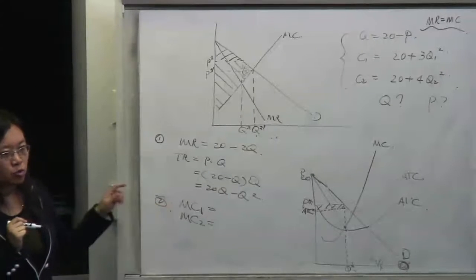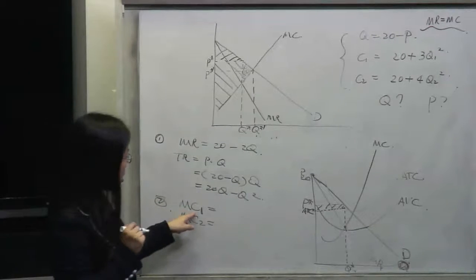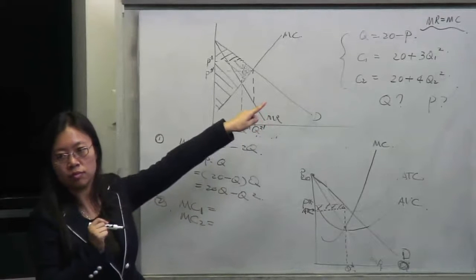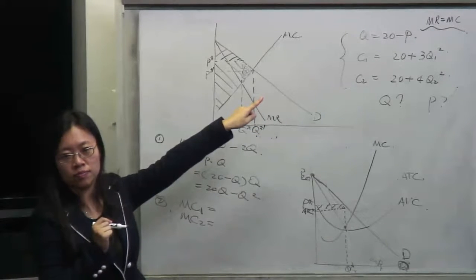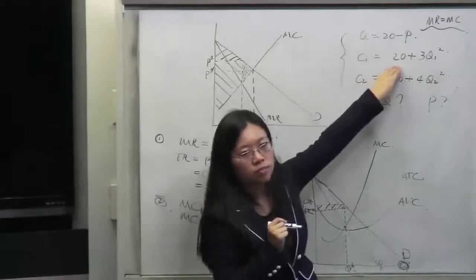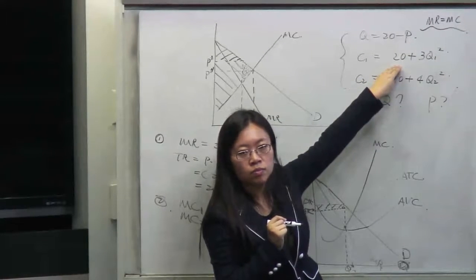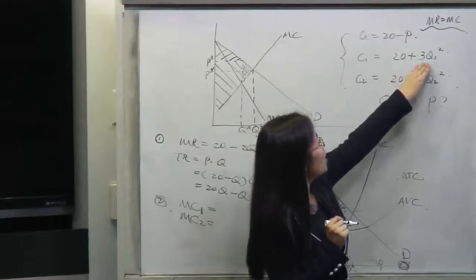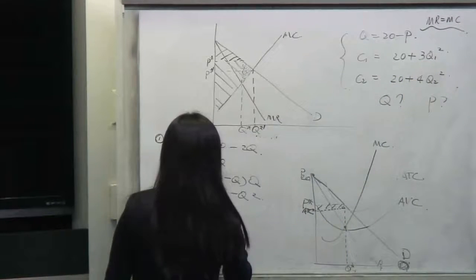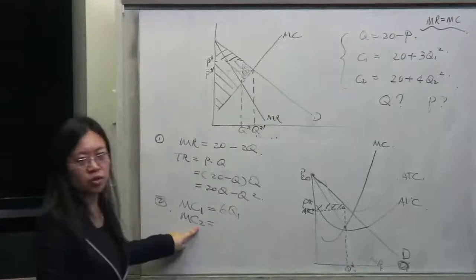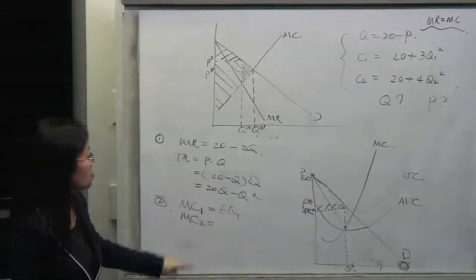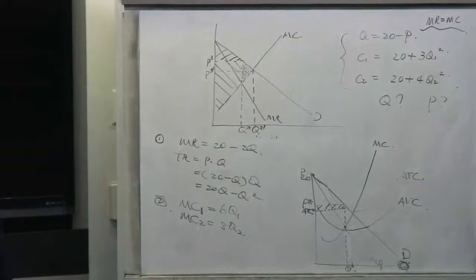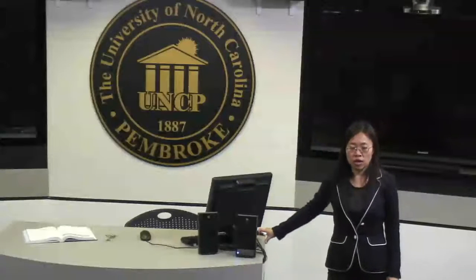So what we can derive is this. Marginal cost of plant 1 is what? You guys follow me here? What's the marginal cost of plant 1? You guys still have problems with derivative? Oh, we're finding, okay. 6Q1. Yeah. What's the marginal cost of plant 2? 8Q2. Okay, so that's the second step. You derive the marginal cost function for each plant.